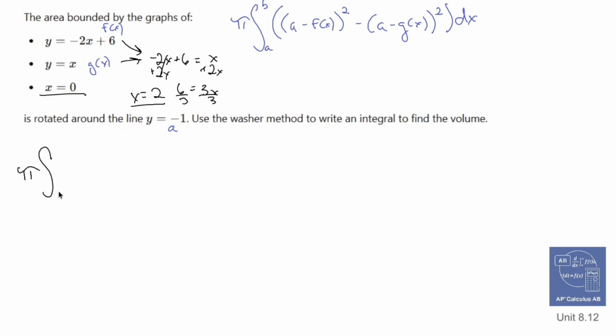I got pi times the integral from 0 to 2. I have a, which is negative 1, so negative 1 minus negative 2x plus 6. And then we're going to square that. So I'll probably need another set of parentheses there. And move that parentheses out because it looks sloppy. Much better. Minus negative 1 minus x squared. Let's scooch it back in. Let's dx it.